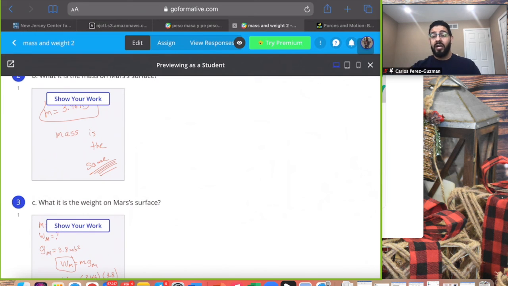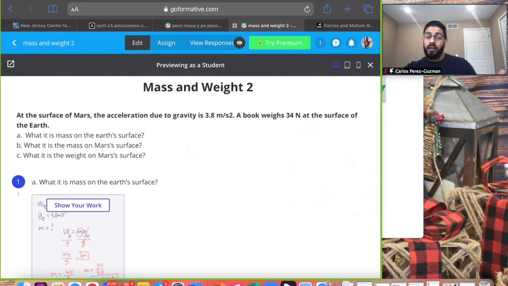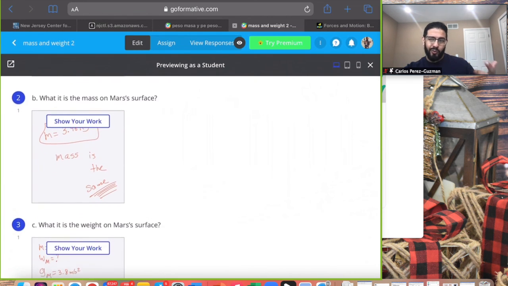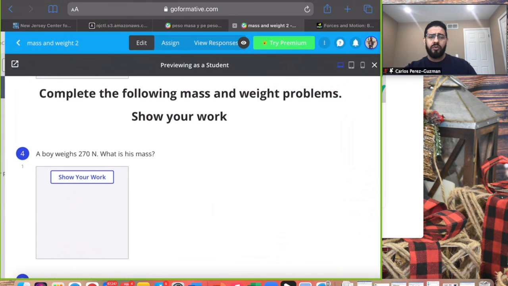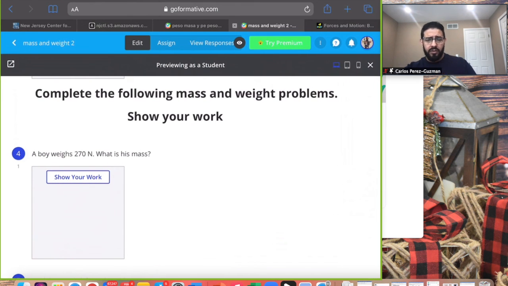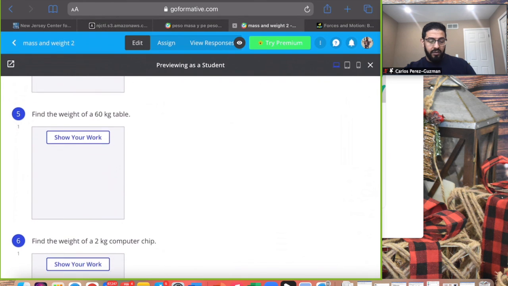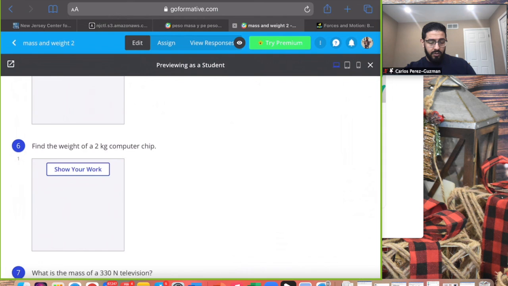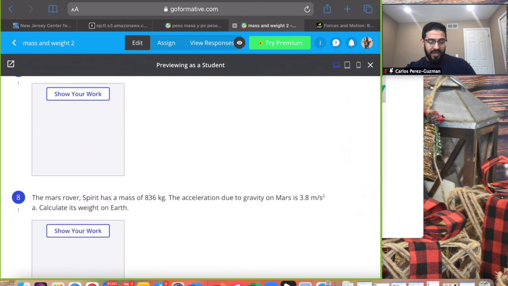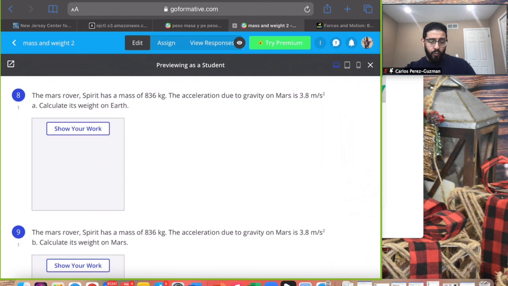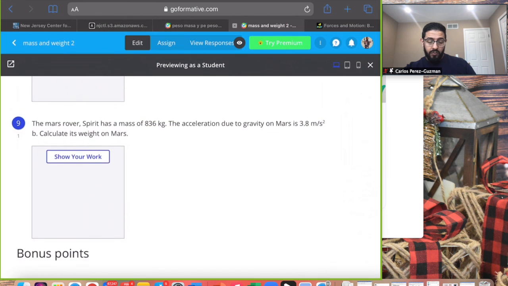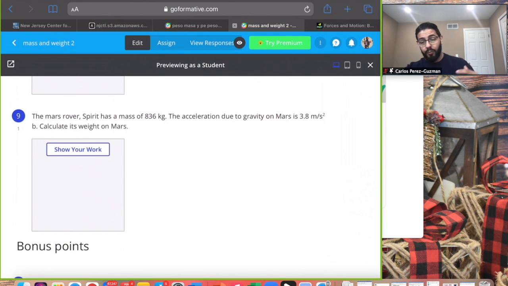Now, what you guys need to do today is, I did the example for the first problem with parts A, B, and C, that is 1, 2, and 3. Now, you need to complete the following problem of mass and weight. You need to show all your work, using Go Formative. In this problem, you need to find the mass of this object, find the weight of the table, the weight of the computer chip, then find the mass. Then here you need to calculate the weight of the object on Earth. Remember, it's on Earth, gravity of Earth. We need to find the weight on Mars, 3.8, that is the gravity.